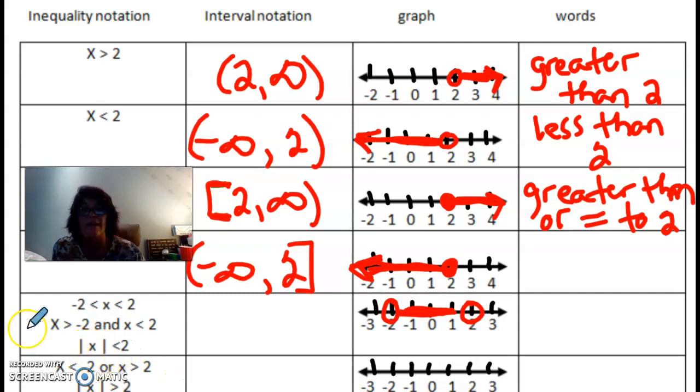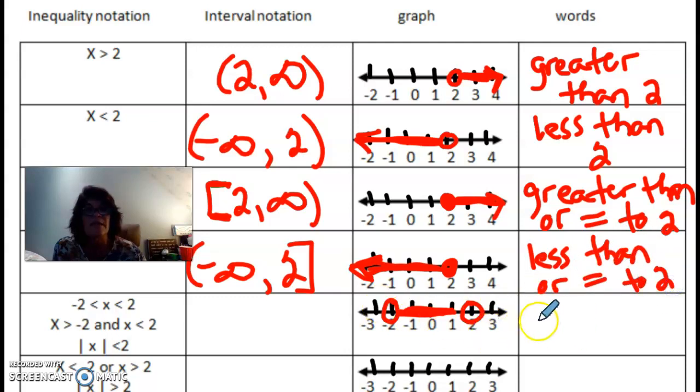Another way to say that, and this is the way we're going to be doing later, absolute value of x is less than 2. Okay, think about that. Absolute value of x is less than 2. Oh, I forgot to write this up here. What was it? Less than or equal to 2. Less than or equal to 2. This one is between negative 2 and 2.